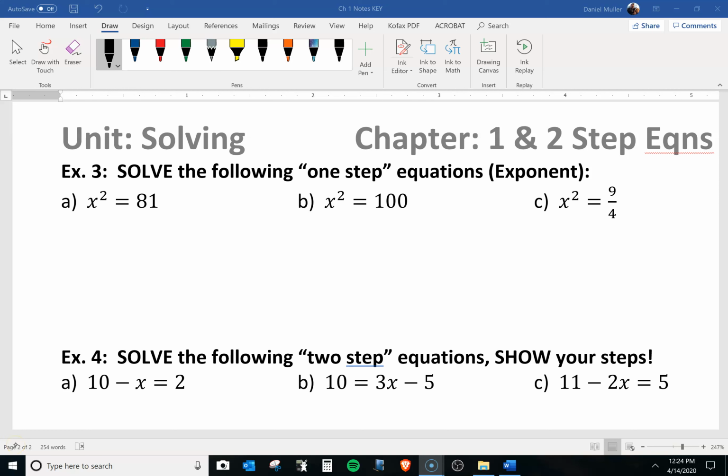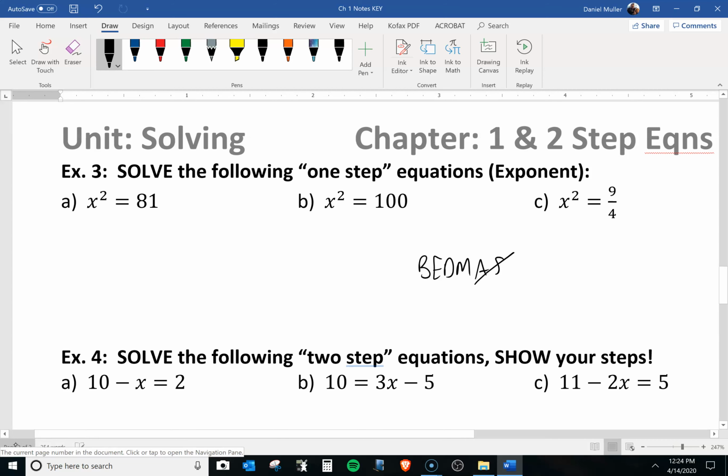Example 3, solving one-step equations, but ones that now have exponents, and they're the last ones in the BEDMAS. So the very first questions that we did, example 1, dealt with, well, how do you get rid of addition and subtractions? So we did those. And then we did, how do you get rid of any multiply and divides? So we did those. Lastly here, we've got exponents. So that's how we're now going to get rid of exponents.